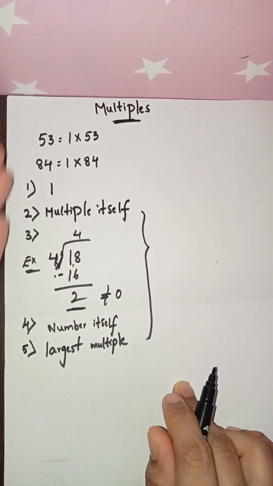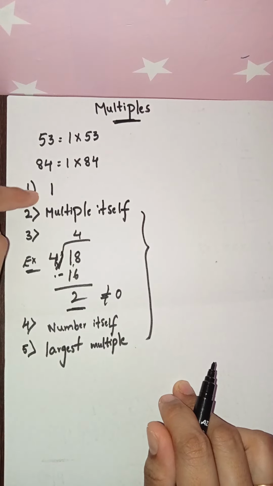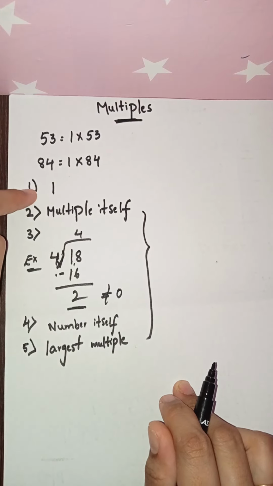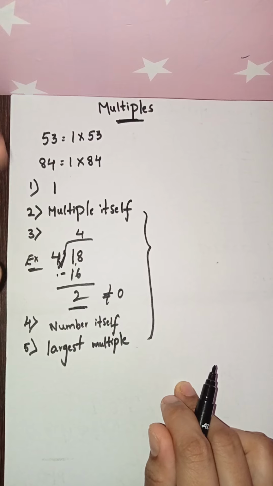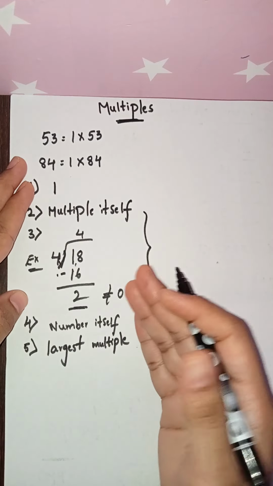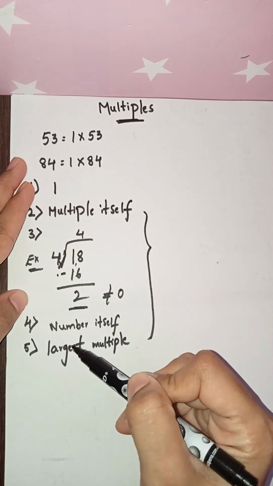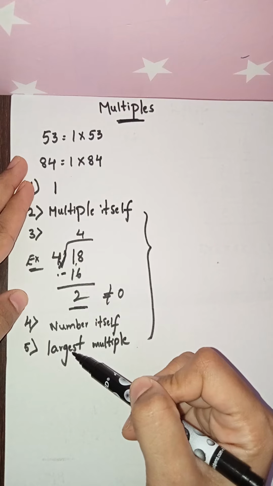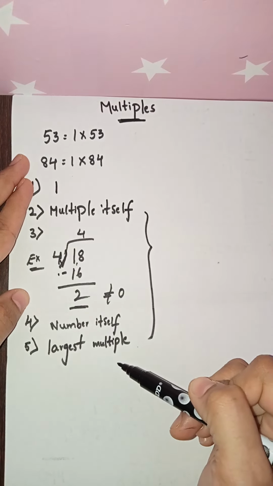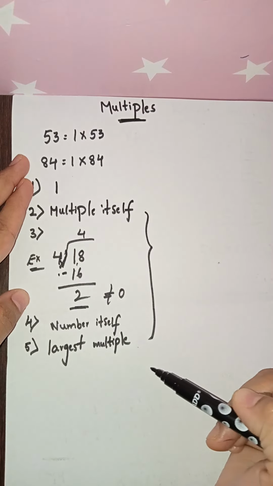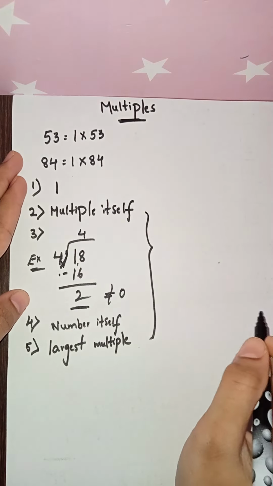So these are the following properties. The first property is every number is a multiple of 1. The second one is every number is a multiple of itself. The third property is every multiple of a counting number is either greater than or equal to the number. The fourth property is the smallest multiple of a number is the number itself. And the fifth property is there are infinite multiples of a number, so there is no largest multiple of the number. So this is about multiples.